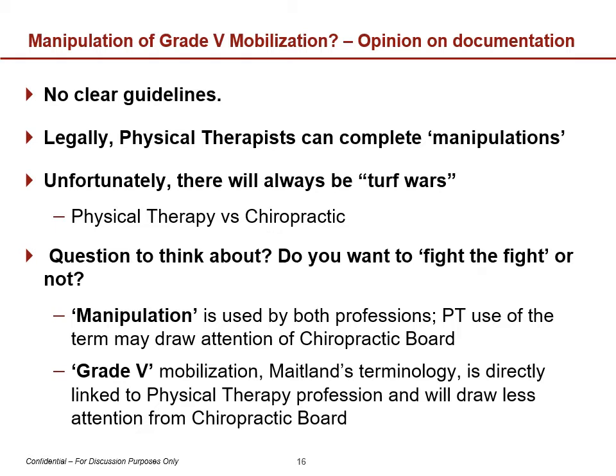However, if we use the term grade 5 mobilization, it's more closely tied to a physical therapy database, aka Maitland's terminology. It's more directly linked to the physical therapy profession and will most likely draw less attention from the chiropractic board. So it might be, in a sense, safer to use the term grade 5 mobilization or an HVLAT. But we can use the term manipulation. It's just how comfortable you are with the terminology and knowing the philosophy behind it.